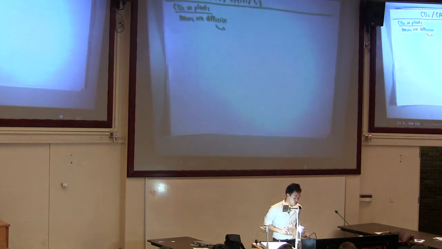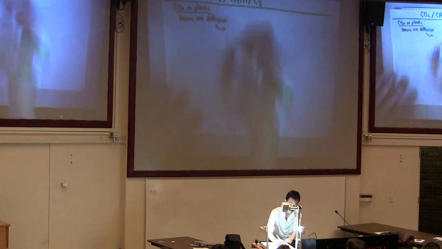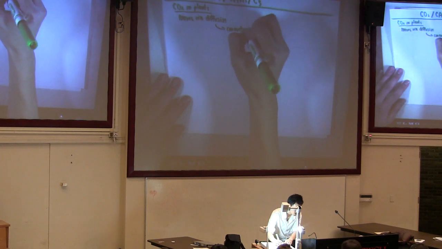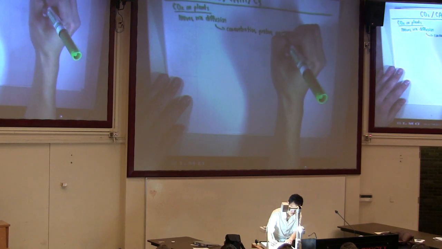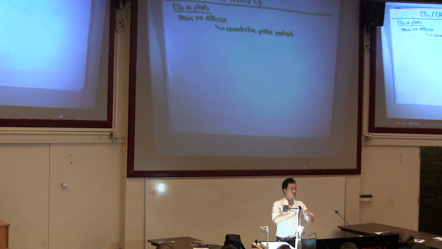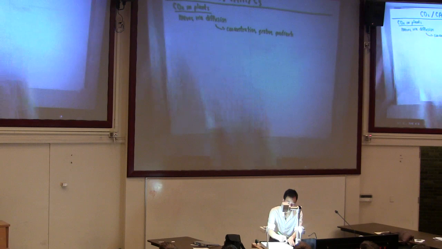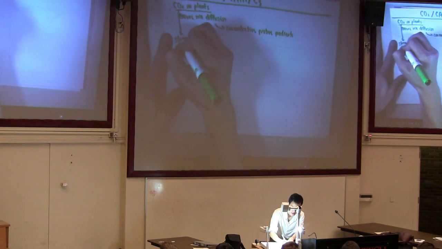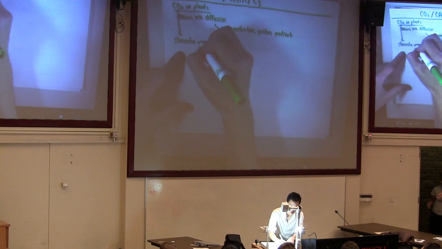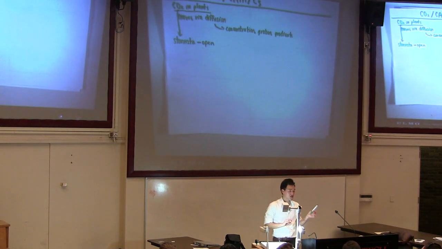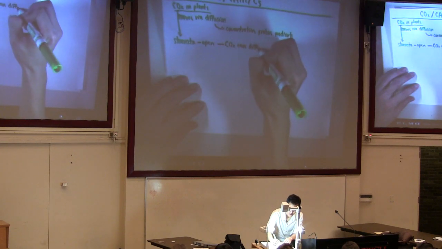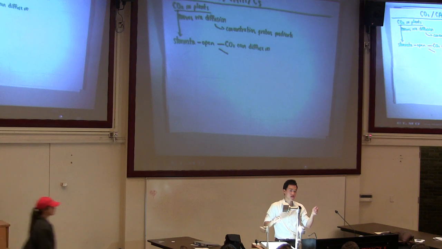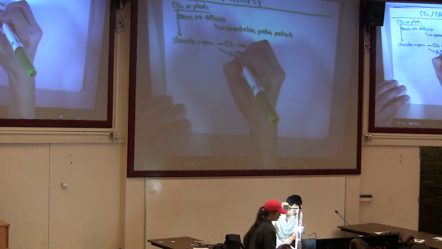And diffusion is controlled by what? Concentration gradients. Okay? And CO2 moves into a leaf through what? It moves in via the stomata, right? So when the stomata are open, what can enter? CO2 can diffuse in. What diffuses out? Water diffuses out.